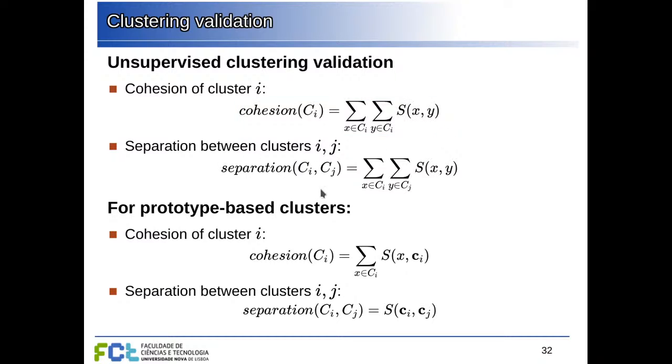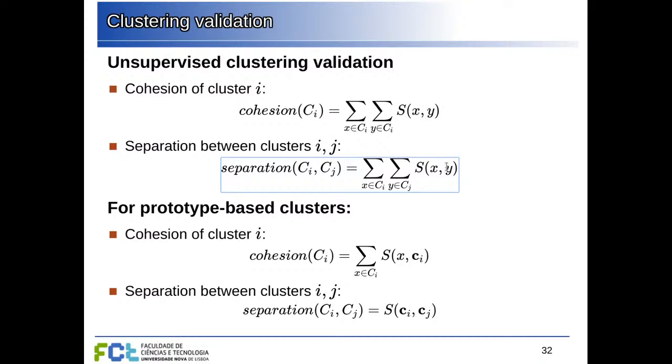Separation between clusters will be given by the similarity between the points of one cluster and points of another cluster. So if we look at all the pairs of points between one cluster and the other, and they tend to be very similar, then our clusters are not well separated. If they have low similarity or large difference, then our clusters are well separated. All of this will depend exactly on the measure that you use, but this is the general idea. Cohesion means similarity within the clusters. Separation means dissimilarity or difference between the clusters.